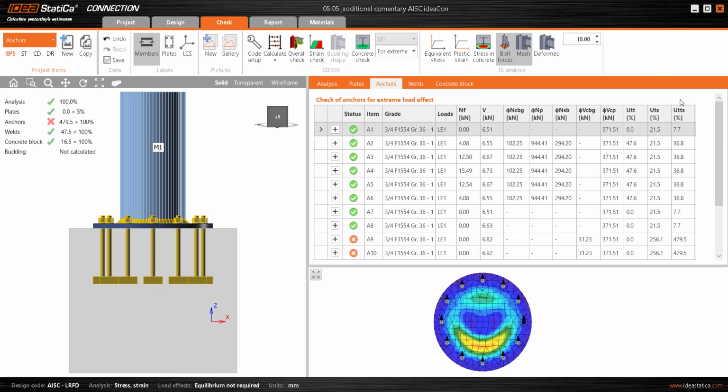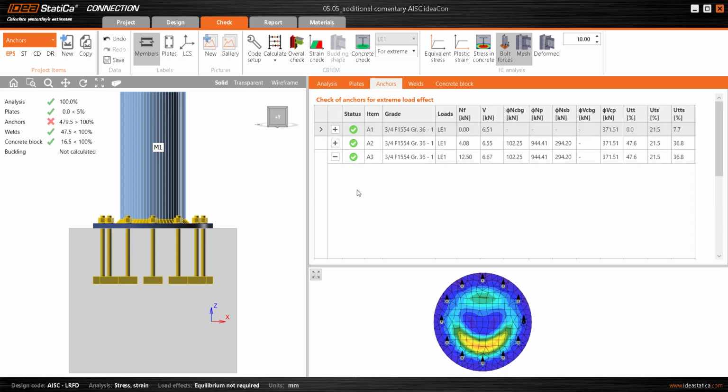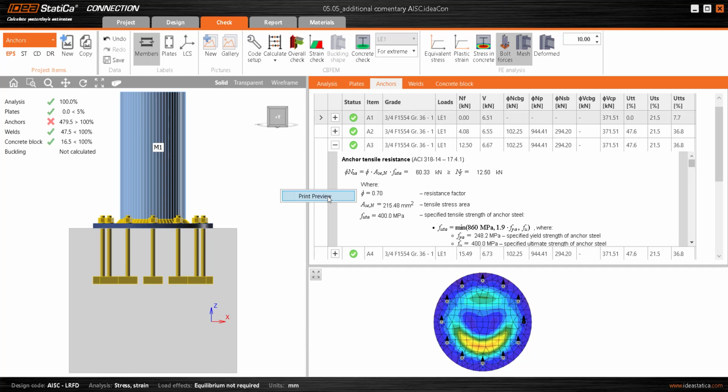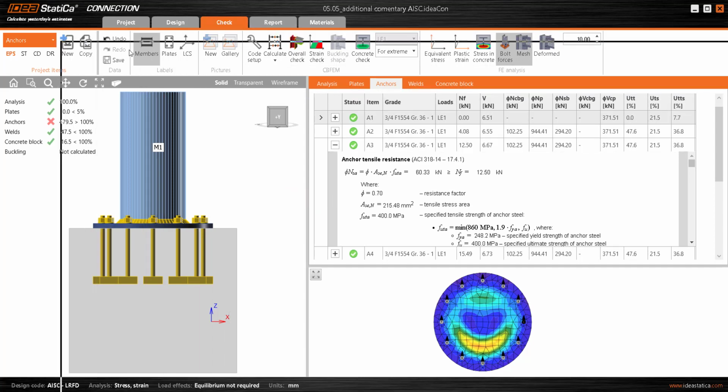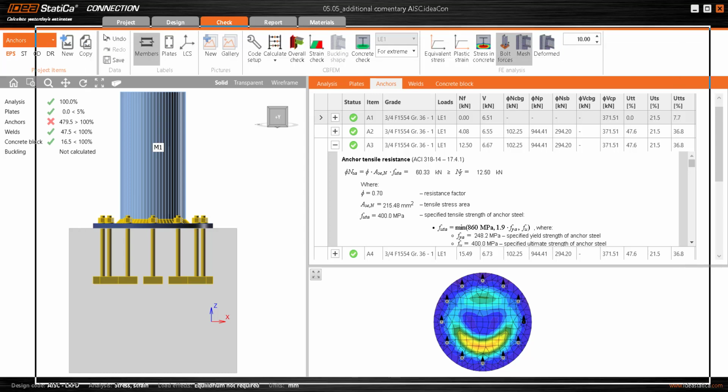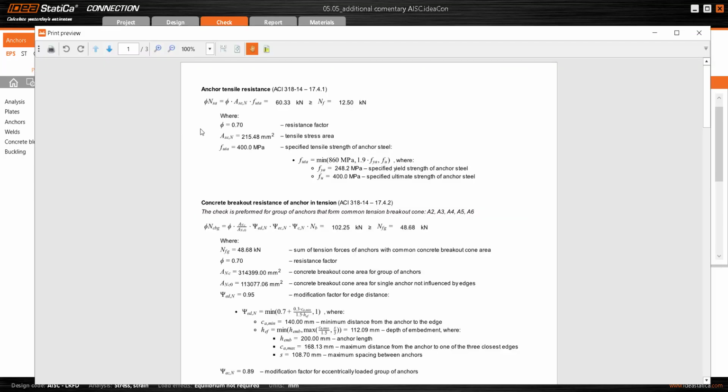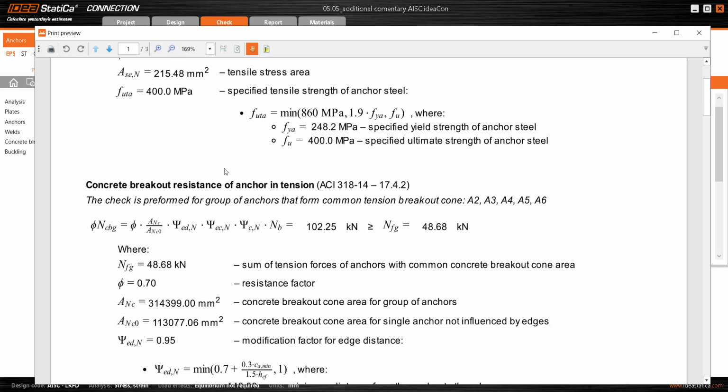We can review the report with no difficulty, as we've seen in the other examples. We can see each one of the factors that were obtained from the standard, and that refer specifically to the provisions of the standard that we're using. We can see that it tells us, for example, about the concrete breakout resistance of the anchors in tension, or about the cone resistance, where it says that the check is done for a common group of anchors in tension, and we see which ones they are. It's A2, A3, A4, A5, and A6 for this example. The same with the other limit states.